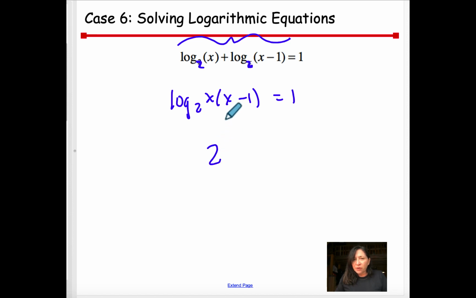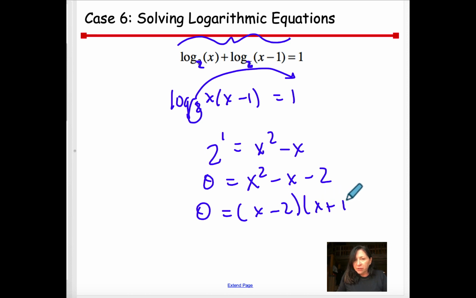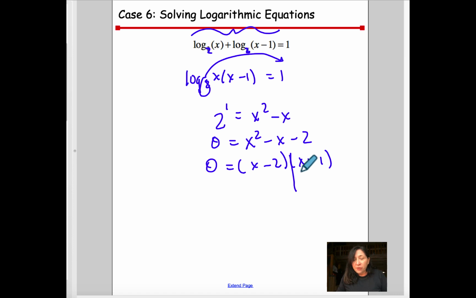I'm going to get the 2 across the equal sign. So 2 to the 1 power is equal to x squared minus x. This is quadratic. I am going to set this equal to 0. I get x squared minus x minus 2. 0 equals x minus 2 times the quantity x plus 1. I'm going to split this up so that I do get two solutions.